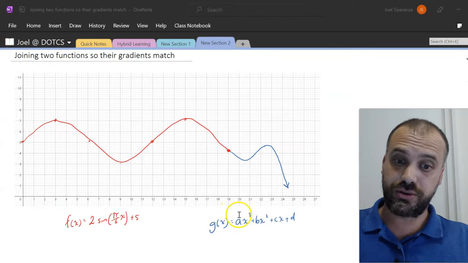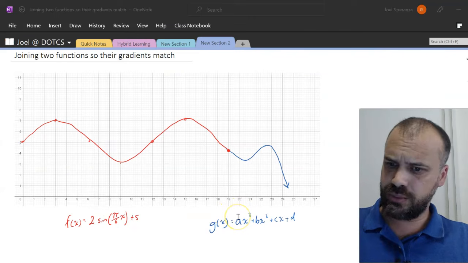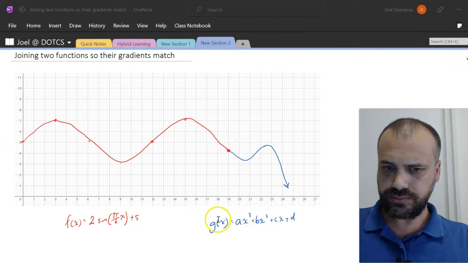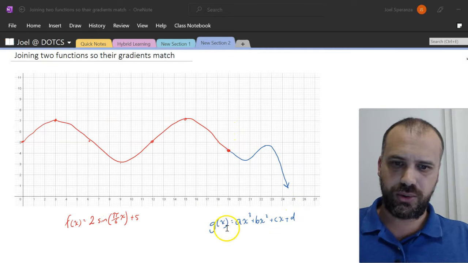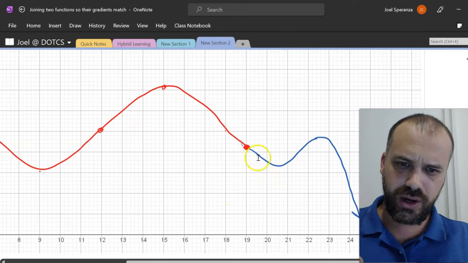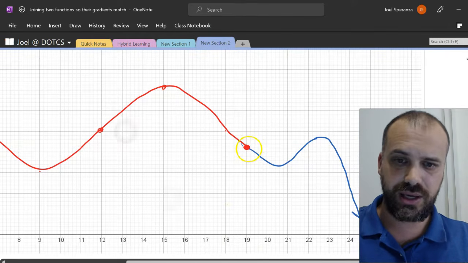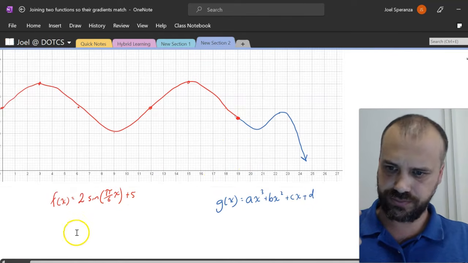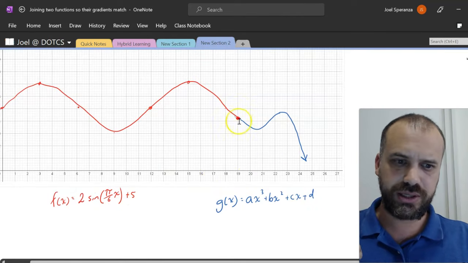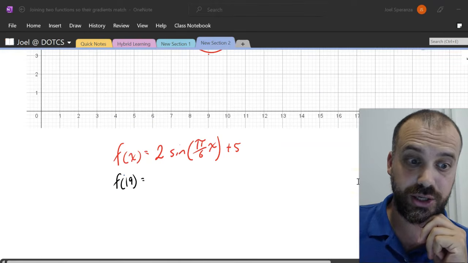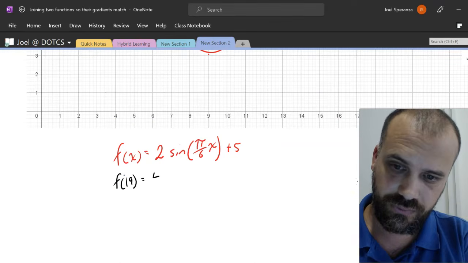That's 4 unknowns, which is a lot, which means that we're going to need to know quite a few points or ideas or facts about this equation. And one of the facts I know about this equation is it needs to meet this red function at wherever that point is there. So I wonder if I sub x equals 19 into the red function, what is that point right there? Turns out that when you sub 19 into this equation, you get the number 4.